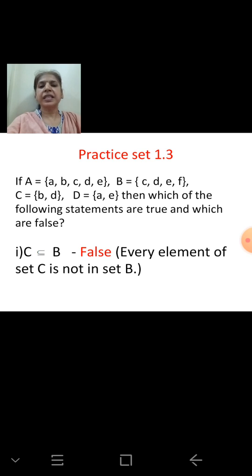Now in set C we have B and D, but set B has D, not B. It means it is false. And the reason: every element of set C is not in set B. If the reason is asked, or it says justify, we should mention it. Otherwise, if they are asking just to state which are true or false, then it is false.